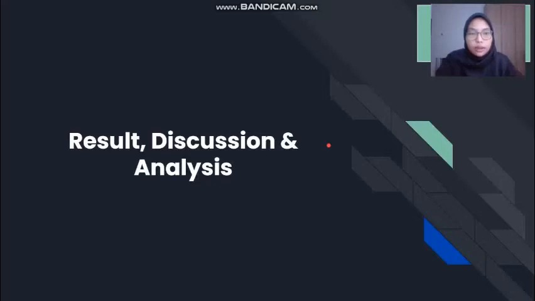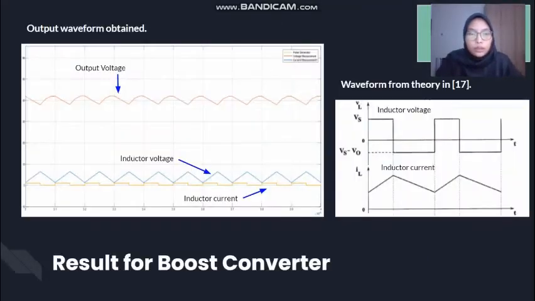This is the result discussion and analysis for this project. As we can see here, this is the result for the boost converter in waveform. This is the waveform that I obtained, which is the voltage output, inductor voltage, and inductor current.